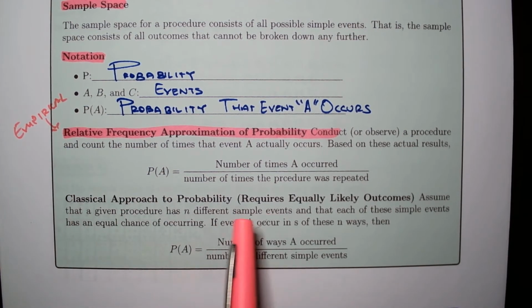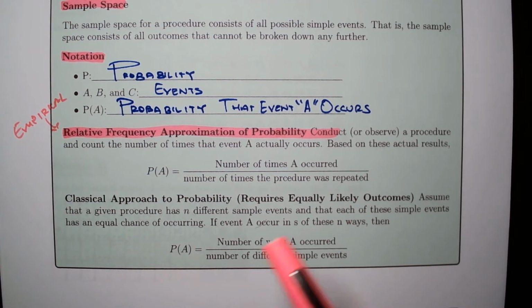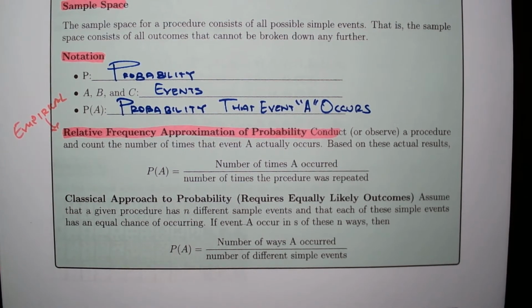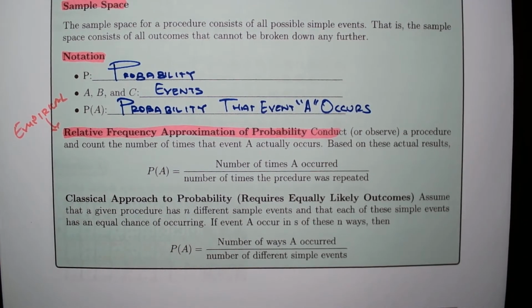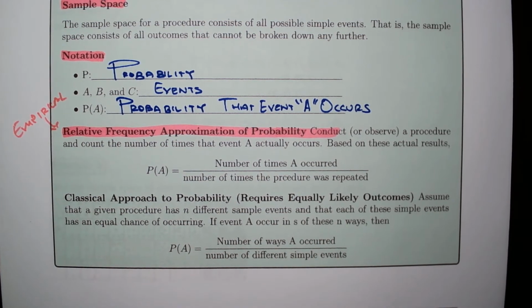Then we have the classical approach to probability, and in this case we require equally likely outcomes for all the simpler events. We assume that the given procedure has n different simple events, and that these simple events have an equal chance of occurring. If event A can occur in s of these n ways, then what we do is find the number of ways A occurs and divide that by the number of different simple events, or the total number of outcomes.